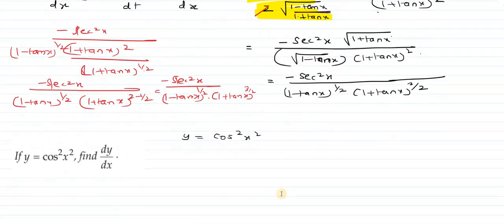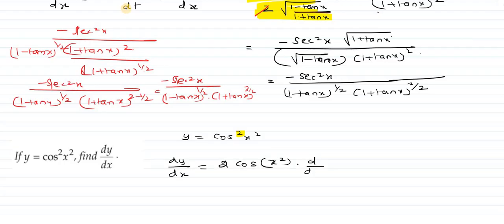Shall we go to the next one? y equal to cos square x square. So power is there, function is there, angle is there. All the three are there. So first what I have to do? Power. What is the power? Remember, this is your power: cos square, not x square. x square is the angle. So cos is our first power. Power is 2. So 2 cos x square. Correct? Angle is x square.